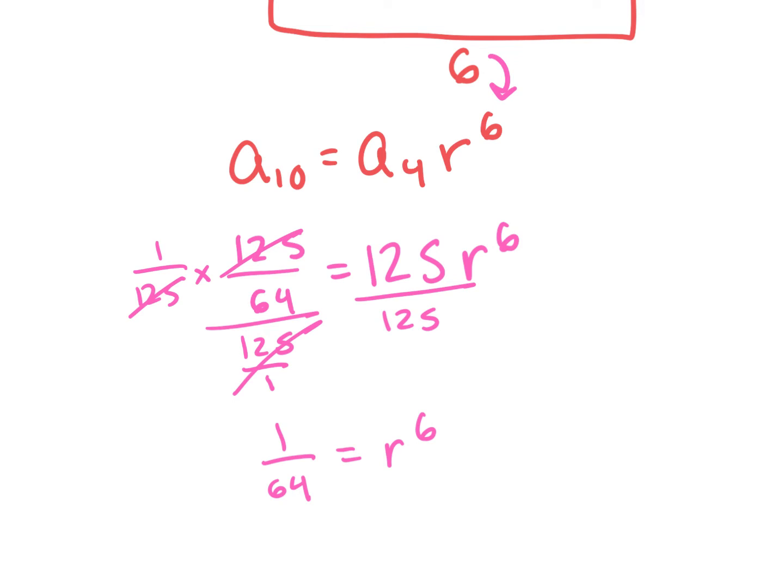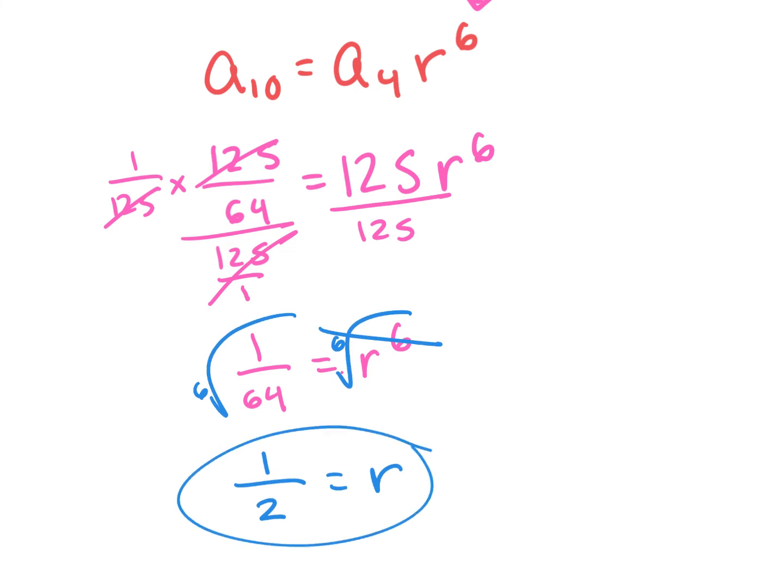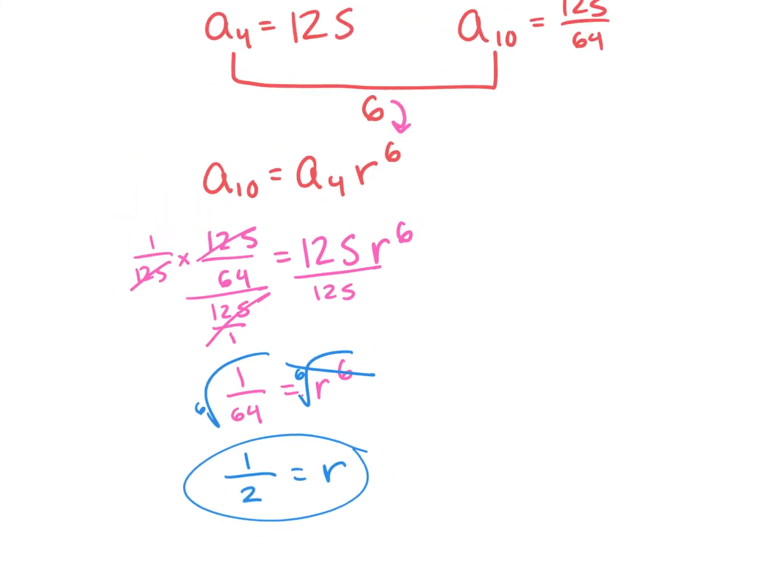And then you have to take the 6th root. Then we take the 6th root of both sides. So the 6th root there and the 6th root there. So it'll cancel out on the right. What is the 6th root of 1? 1. What is the 6th root of 64? 2. So r is equal to 1/2. So that just tells us what our common ratio is.